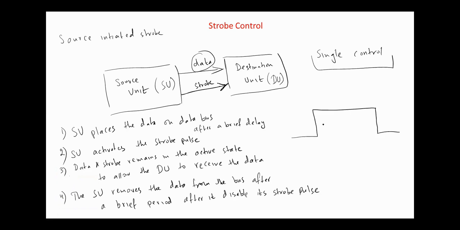Regarding the timing diagram of the source initiated strobe, here we have the valid data and the strobe. And usually registers in the destination unit are triggered at the following end of the strobe.